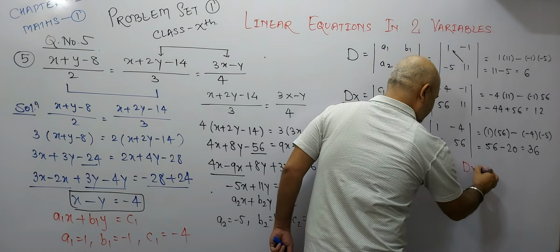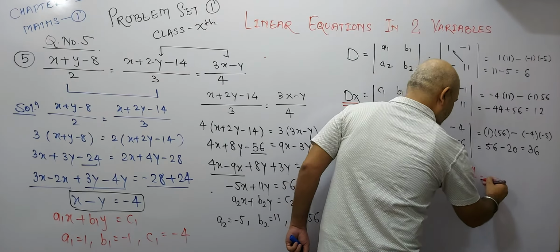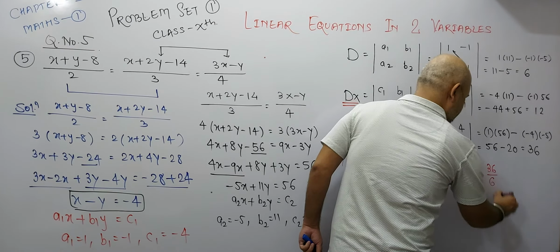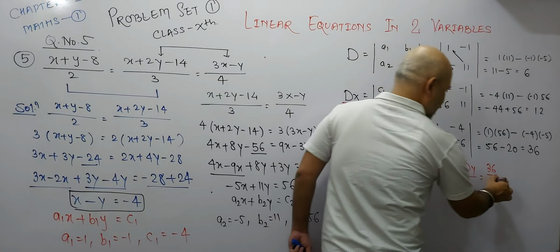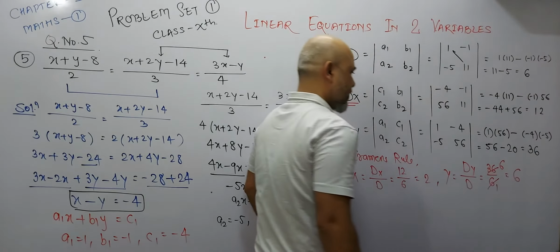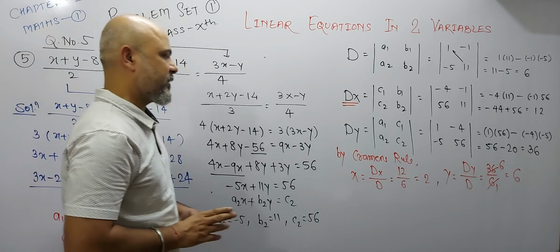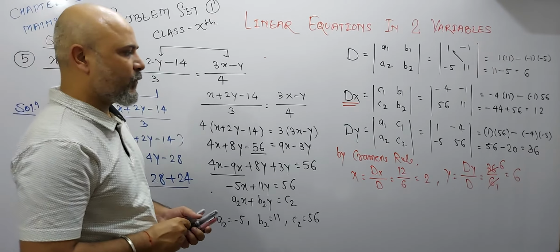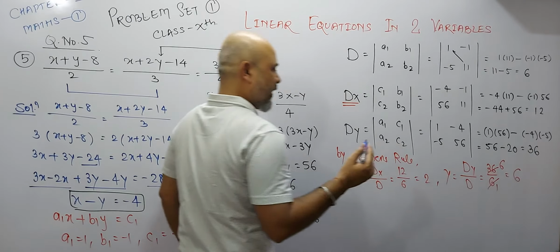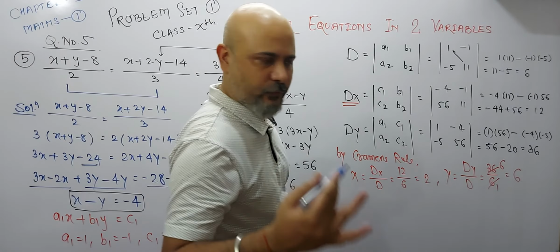And now we find the value of y. y is dy divided by d, and dy is 36 and d is 6. So just divide. So 6 1s are 6, 6 6s are 36. So y is 6. Okay students. So x is equal to 2 and y is 6. So this is the solution of our linear equation in two variables.